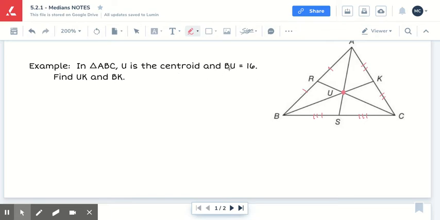Then they tell me that BU is 16. So from here to here is 16. The question is to find UK and BK. Let's start with our relationship here. I know that BU is equal to 2/3 of BK. So from the vertex to the centroid is 2/3 of the distance from the vertex all the way across the triangle. Now I can fill in what I know. They tell me that BU is 16, so I'm going to put in 16 here for BU.